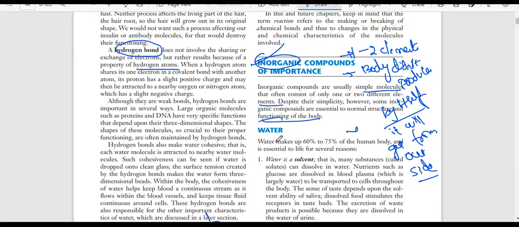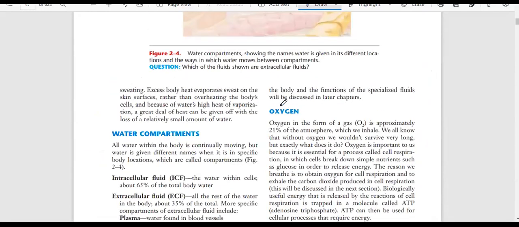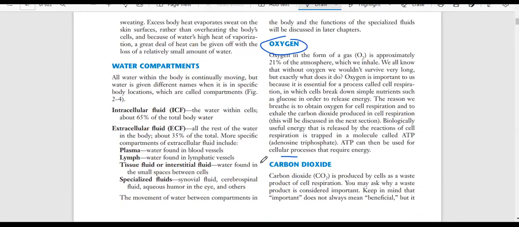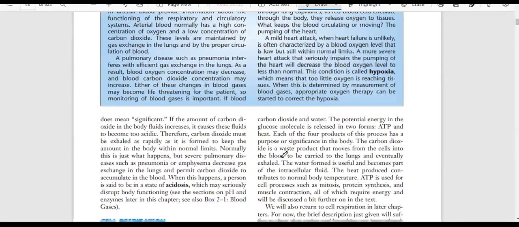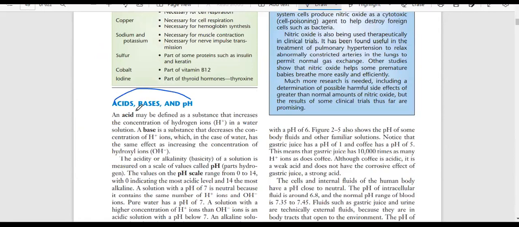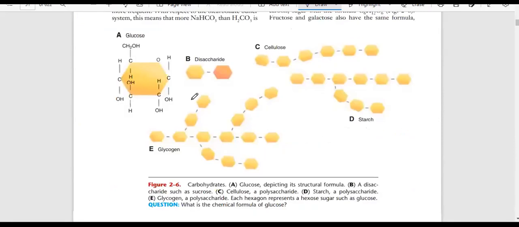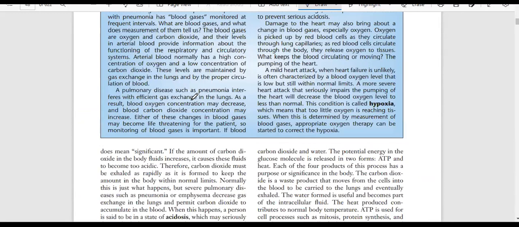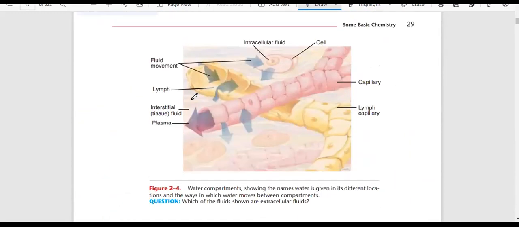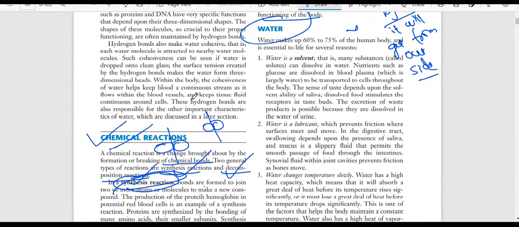So the body needs these for basic functioning. Like here we have water, and we have to take water from outside. Next we have oxygen, and we need oxygen from outside. Carbon dioxide. Next, cell respiration we will talk about later. Acids, bases and pH happen in the body's buffer system. Most of these things come from the outside environment, and the body needs them to maintain normal function.